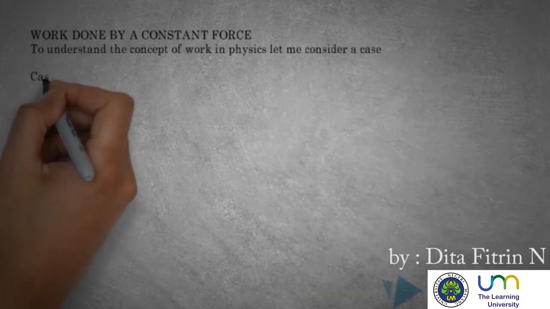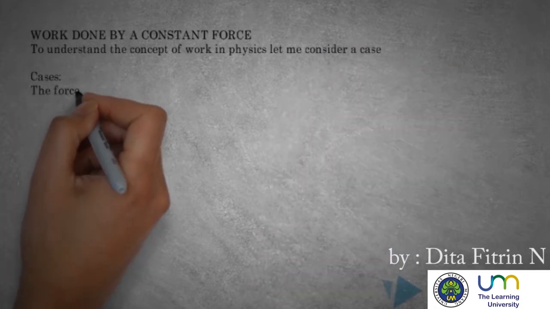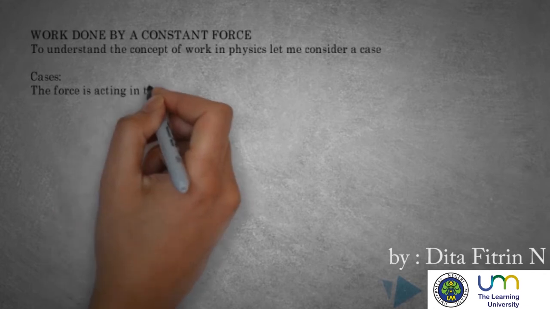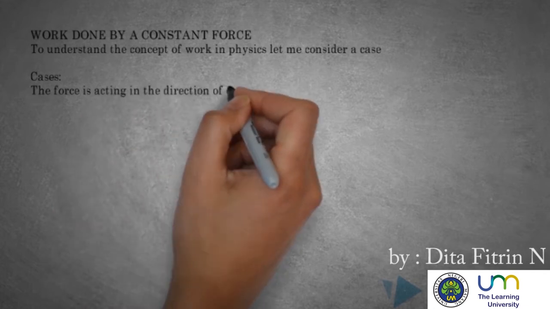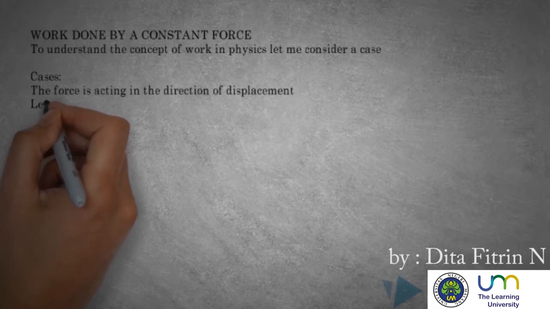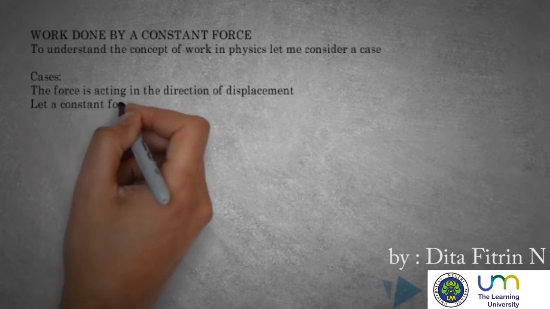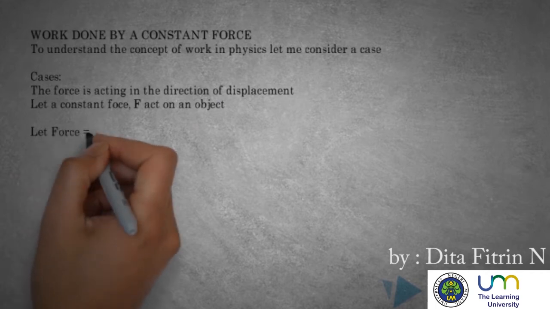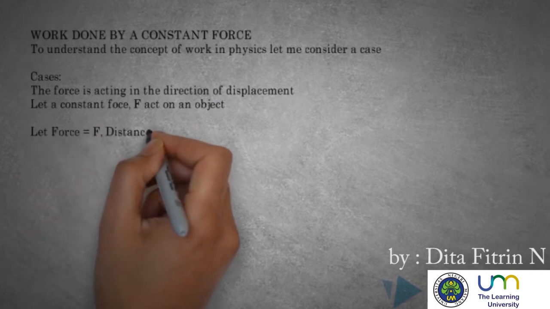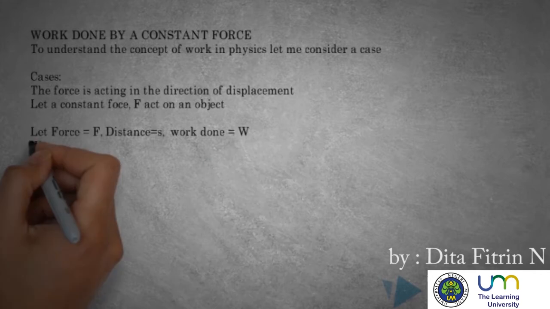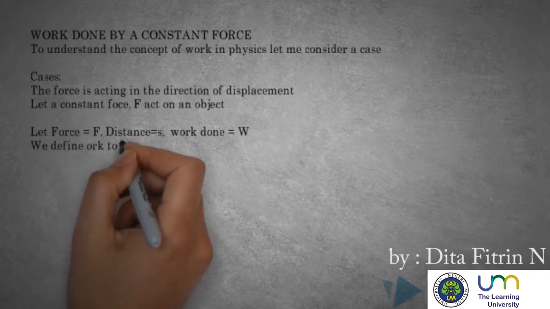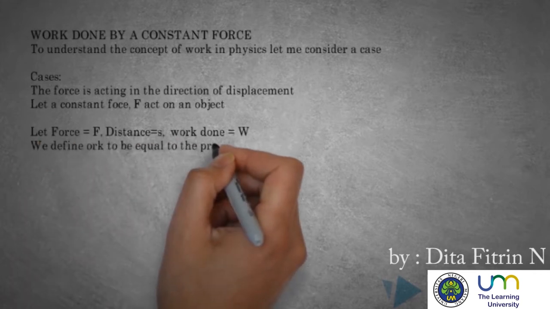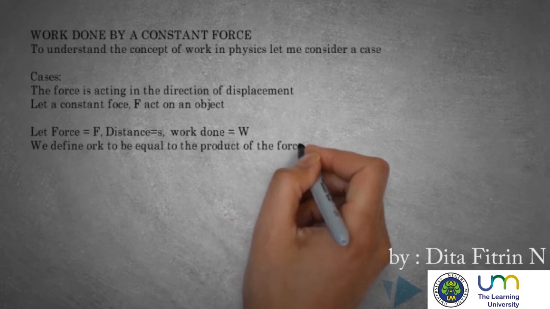The force is acting in the direction of displacement. Let a constant force F act on an object. Let the object be displaced by a distance s. Work done is equal to W. We define work to be equal to the product of the force and displacement. W equals F times s.